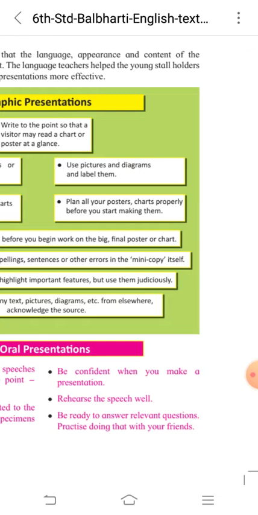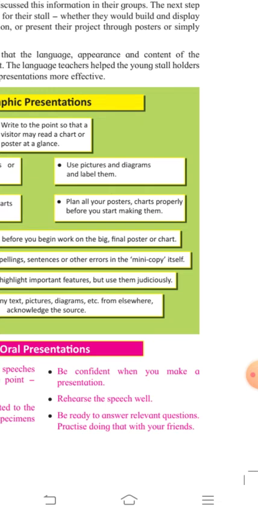Then be ready to answer relevant questions. Relevant questions means connected with the subject one is discussing. So you have to answer only relevant questions and practice doing that with your friends. Before you speak in front of the people, first you need to practice with your friend so that you are confident enough. When your friend asks you the question, you are able to answer. The same way you can answer on the day when you are putting up the science fair.